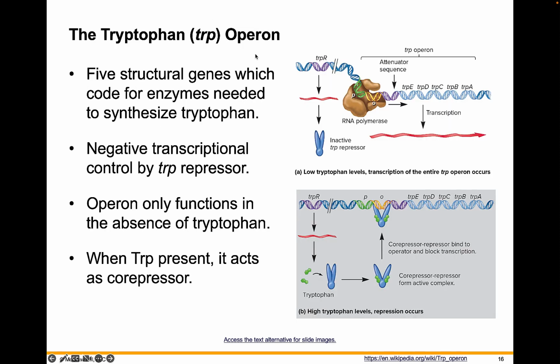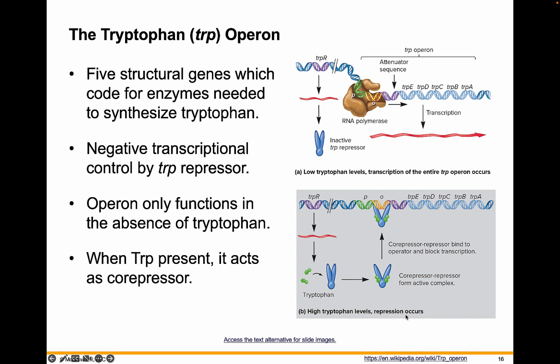So this is an inducible operon. Whereas the tryptophan operon is the opposite: it is on all the time, and it can be turned off if too much tryptophan is produced. So this is a repressible operon. We talked about the structural genes and negative transcriptional control by the TRP repressor. The operon only functions in the absence of tryptophan, and when tryptophan is present, it acts as a co-repressor. In a normal condition, when tryptophan is being produced, transcription is going on, and this is the inactive TRP repressor. There is nothing else.